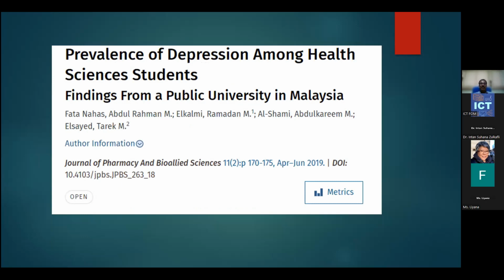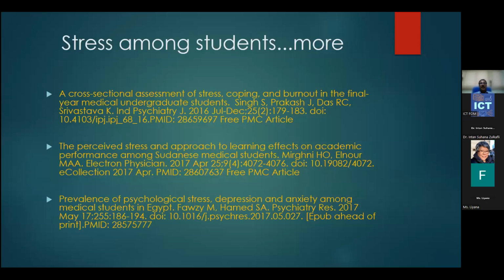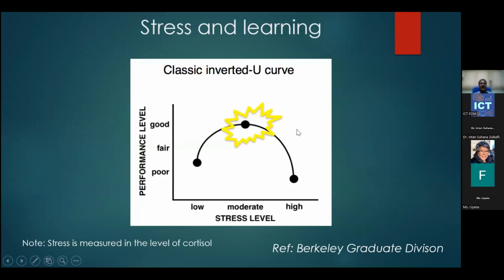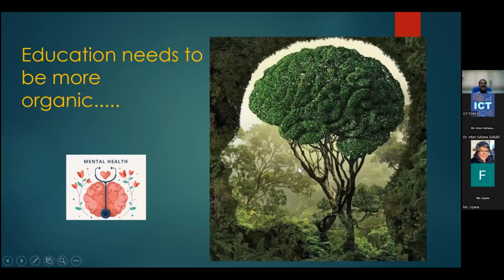This is a very important issue we have to address, and we have to know how to deliver our material so the students can maximize their teaching and learning. There are also other papers which you can find on the web. These are some of them. Generally, moderate stress is important for learning, but high stress is not. It can block learning as well.